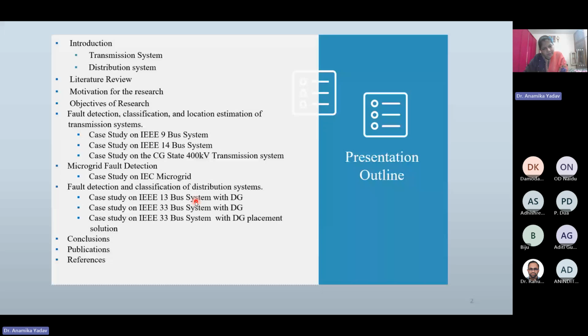wherein specific solar and wind based distributed generators are integrated to the distribution network. And another case study wherein the distributed generator should be placed at which particular bus, that DG placement solution is also presented. And the last case studies, followed by conclusion and a few publications and references.